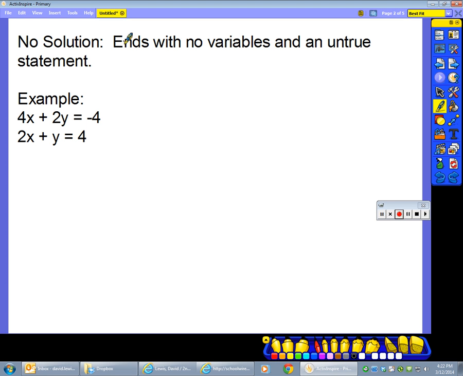So no solution. It ends with no variables and an untrue statement. Let me show you what I'm talking about. If I'm going to try to eliminate my x's, okay? I have 4x, that means I need this to be a negative 4x. So I'm going to multiply this entire second equation by a negative 2. Negative 2 times 2x gives me a negative 4x. Then a negative 2 times y gives me a negative 2y. And a negative 2 times a positive 4 is a negative 8.